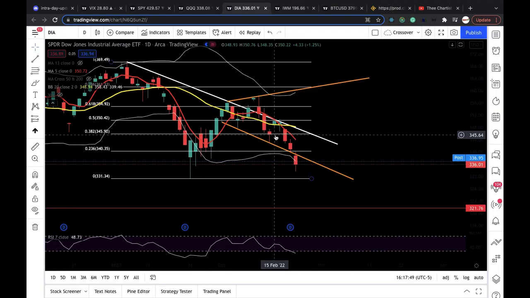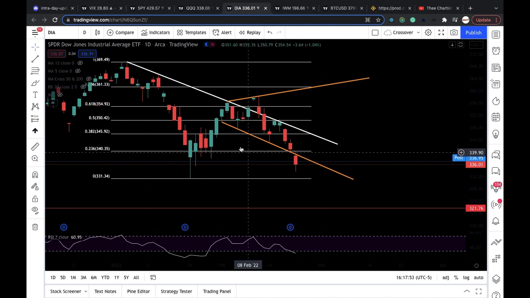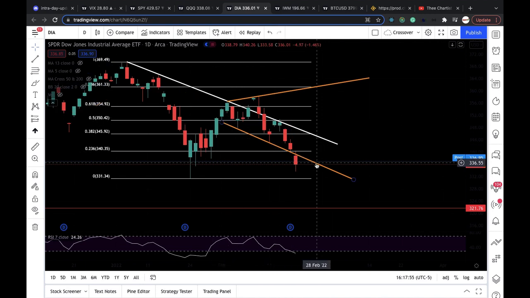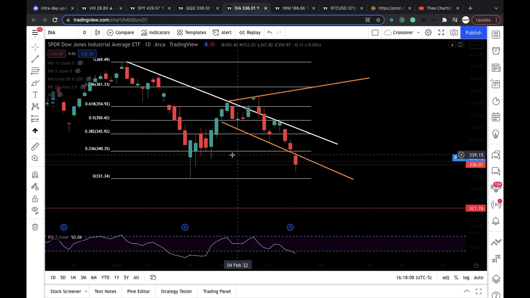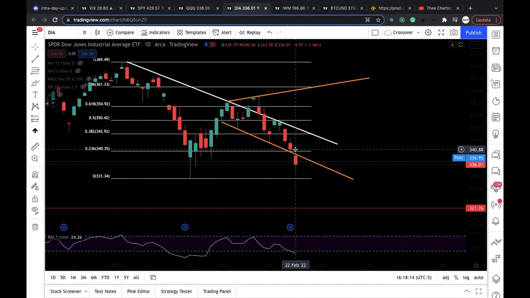Dow Jones, I had this megaphone pattern on Dow Jones. As you can see here, this is the support line of the megaphone pattern. It starts here at the low February 1st, February 4th test, Valentine's Day test, and last week on February 18th test. Today, that level got tested as a resistance. It also tested the 23.6 retracement level, which is also another level that we lost today. Retested it as a resistance. Back test and go, guys.